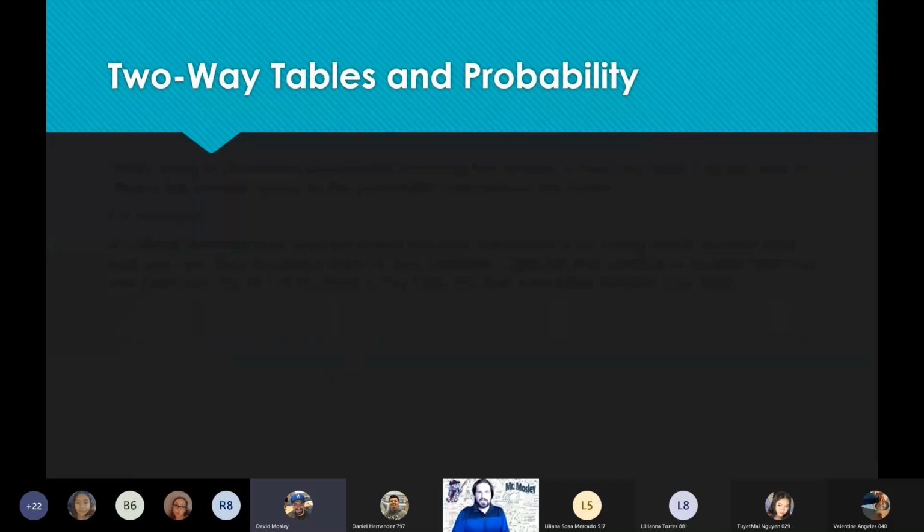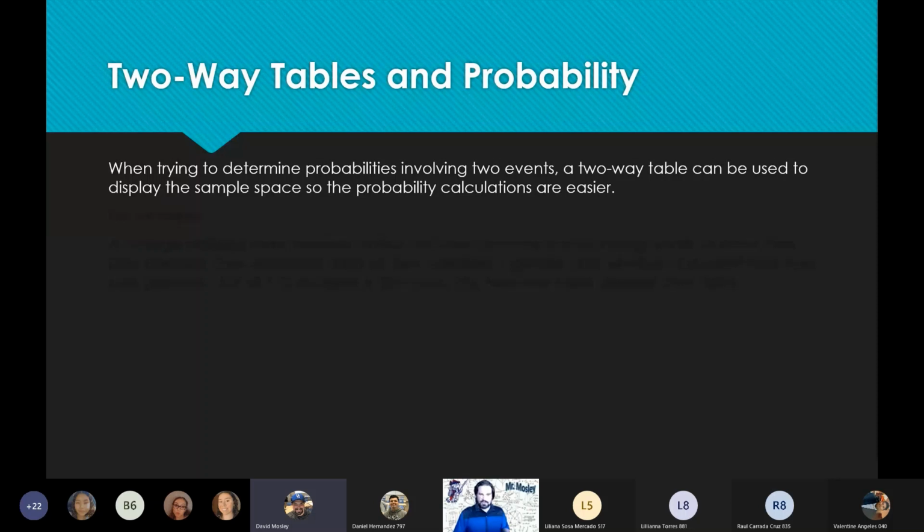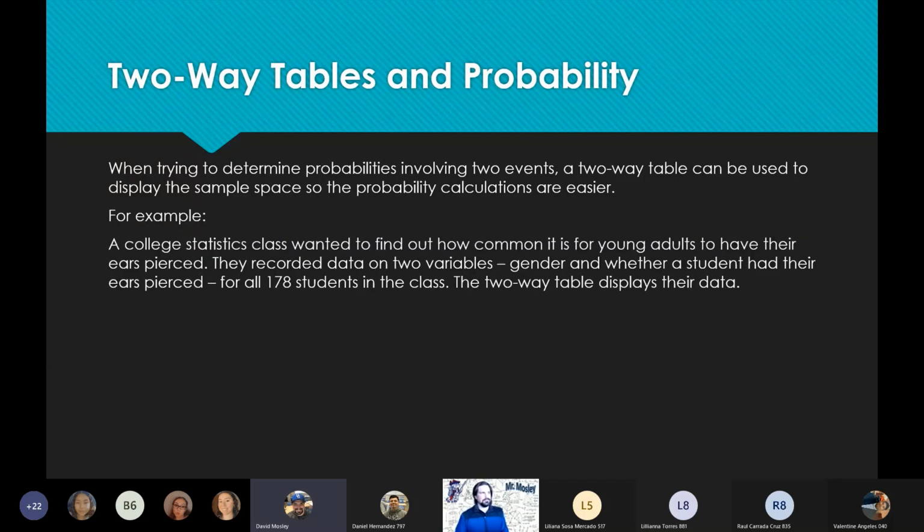All right, so two-way tables and probability. When trying to determine probabilities involving two events, a two-way table can be used to display the sample space so the probability calculations are easier. This can be very useful. For example, the college statistics class wanted to find out how common it is for young adults to have their ears pierced. They recorded data on two variables, gender and whether a student had their ears pierced. These are categorical variables, as a reminder, for all 178 students in the class.